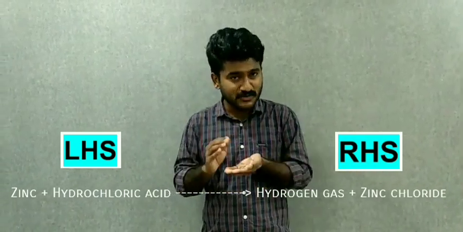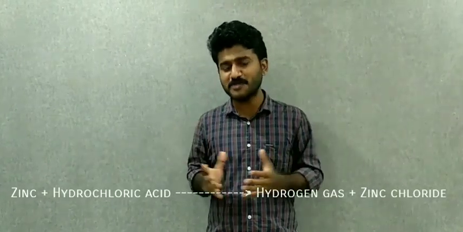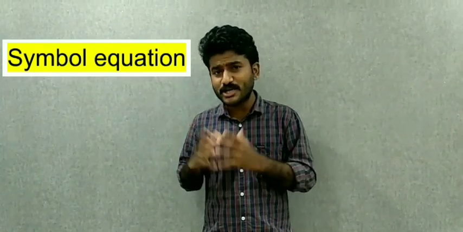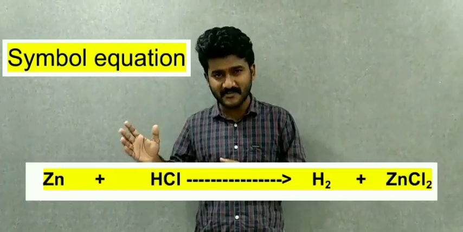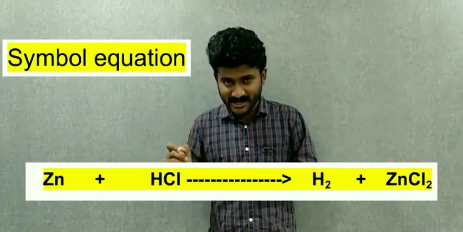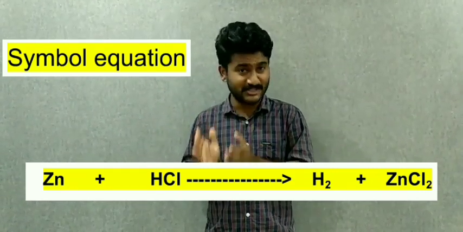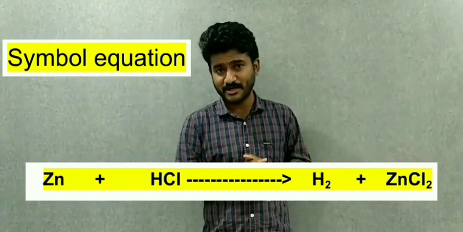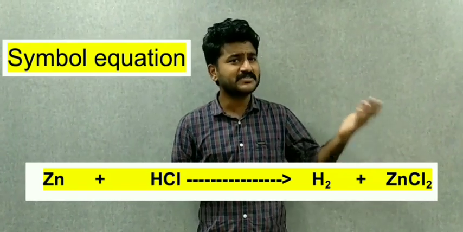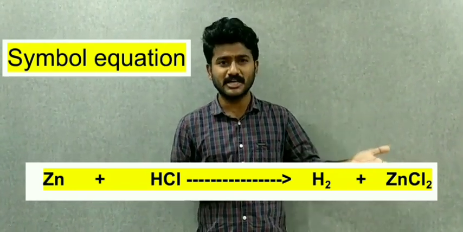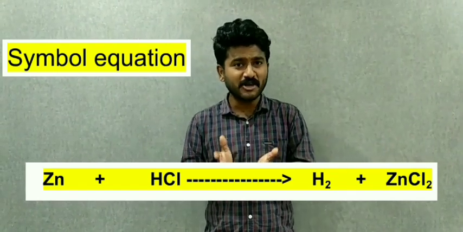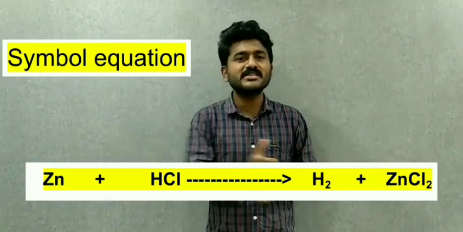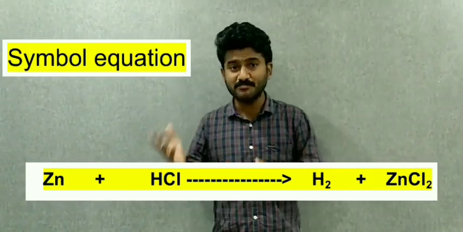And if we are reducing the size and writing the same experiment in the form of a simple equation, how will it be? The equation will become, instead of zinc we will write Zn plus, instead of hydrochloric acid we will write HCl, instead of hydrogen gas we will use H2 because that is the symbol of hydrogen gas, and instead of zinc chloride we will write ZnCl2. I hope you know how to write the formula of zinc chloride by using Zn2+ and Cl-. So this will be the symbol equation.